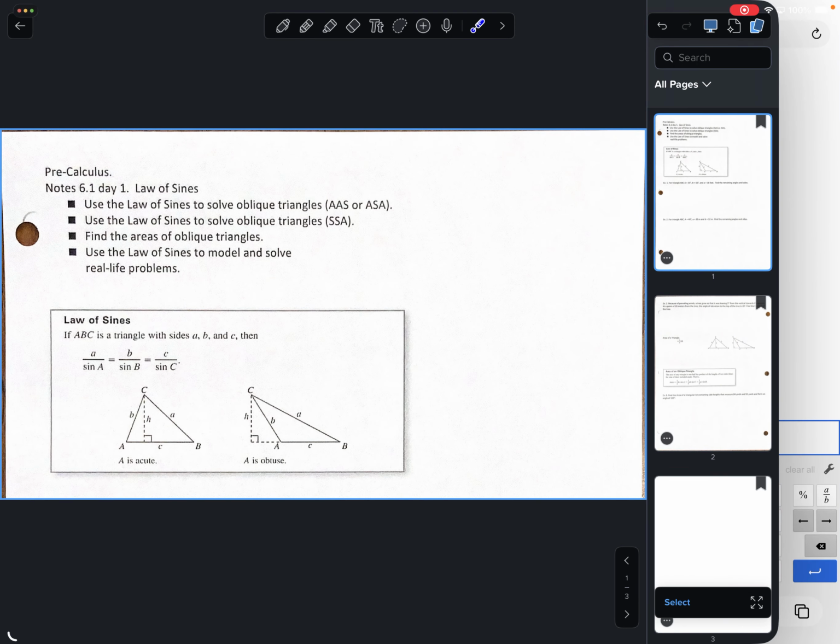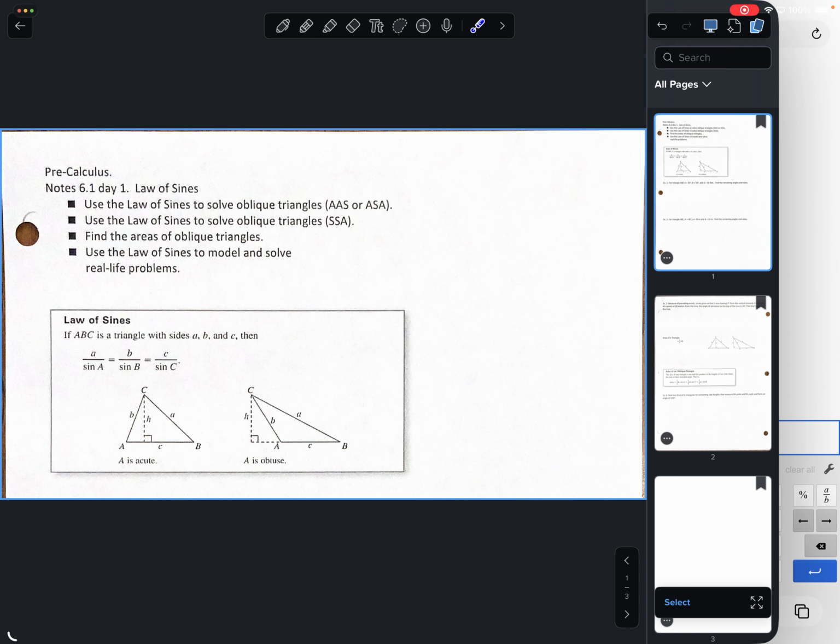Right, Pre-Calculus 6.1, day 1, we're going to look at law of sines. You have right triangle trig, where you have a triangle that has a right angle, SOHCAHTOA, sine is opposite over hypotenuse, cosine is adjacent over hypotenuse, etc. But then what do we do for solving for sides and angles when you do not have a right angle? And so we're going to be starting with law of sines.